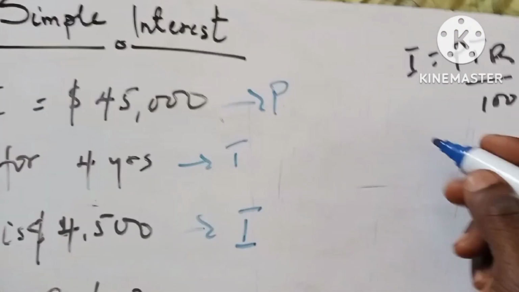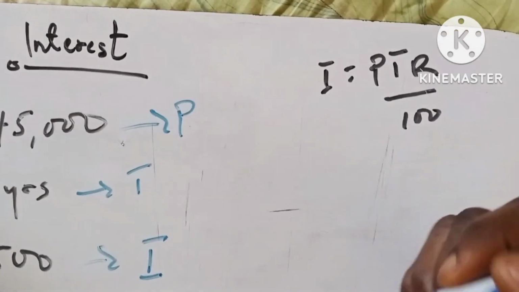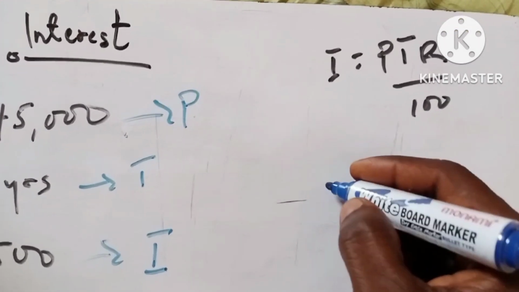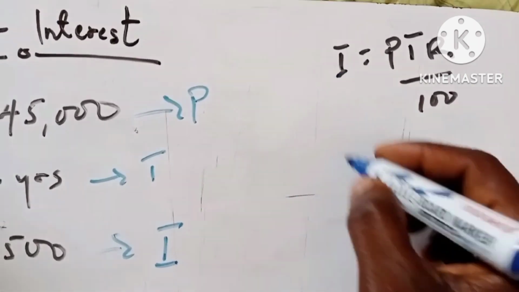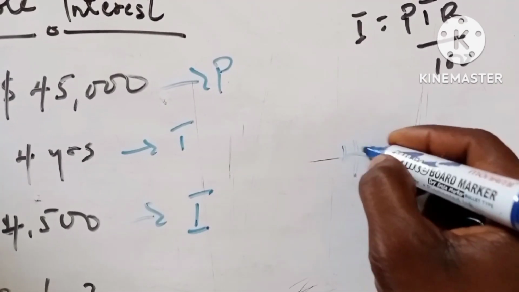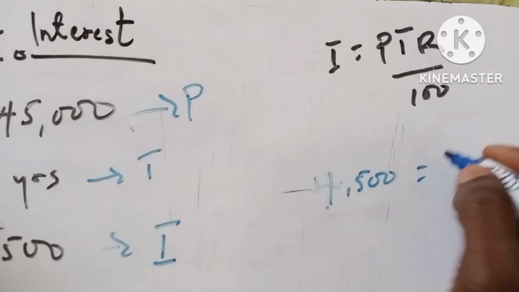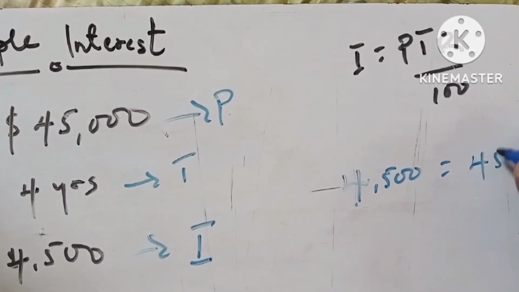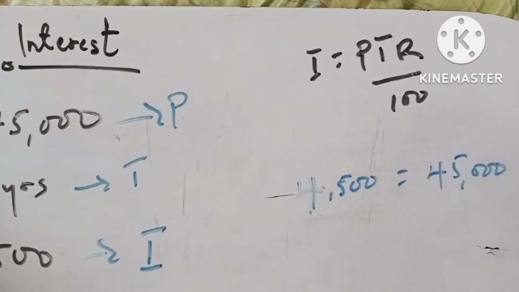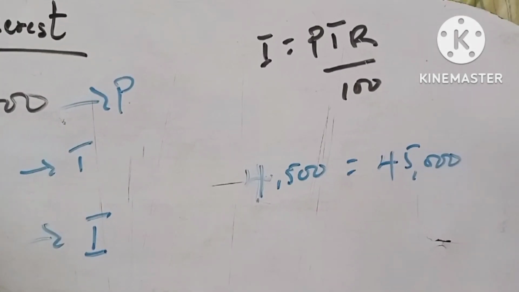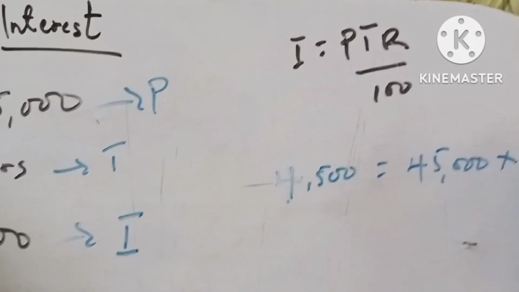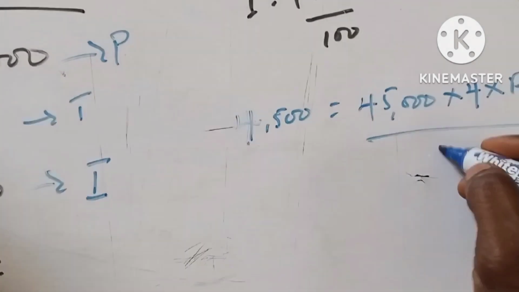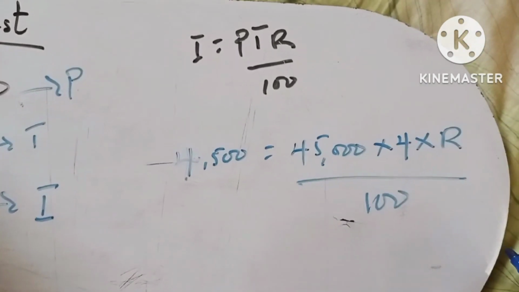If I want to plug in, you can choose the way I solved the first part of the question. Here's the I, so the I is the 4,500. That is equal to the principal. So what will be the principal? This here, that is $45,000, in whichever currency we are dealing with, and then multiply by the time. The time here is 4 years, and then multiply by the rate, which we don't know, of course. Everything is going to be divided by 100.